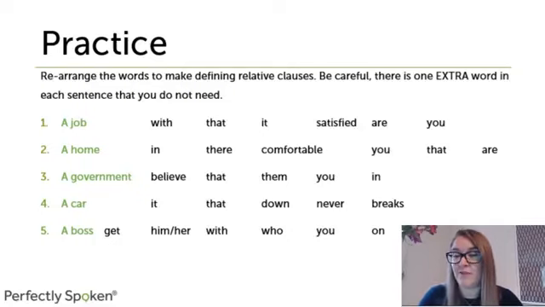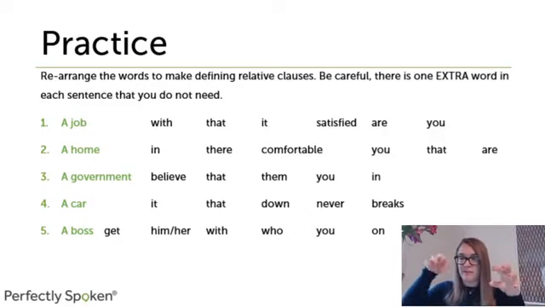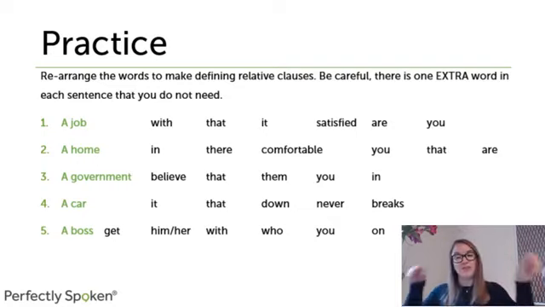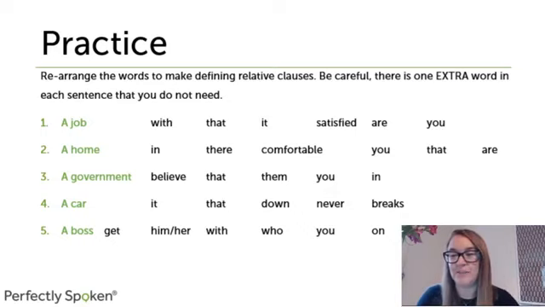So this time I've got 5 sentences and jumbled up words. So the words that make the sentence are all in the wrong order. So what I'm asking you to do is to rearrange the words to make defining relative clauses. But be careful, because in each sentence I have included an extra word that you do not need. So number 1, I'm talking about a job. With that it satisfied are you. Obviously, this doesn't make any sense. You need to rearrange the words.